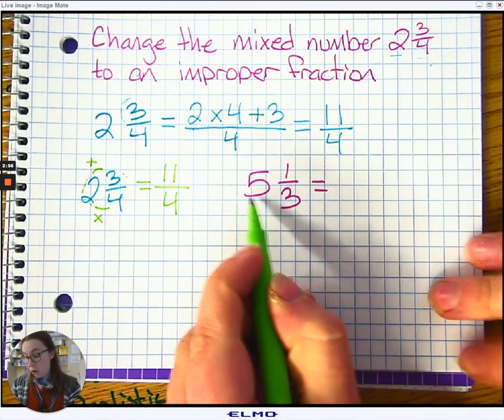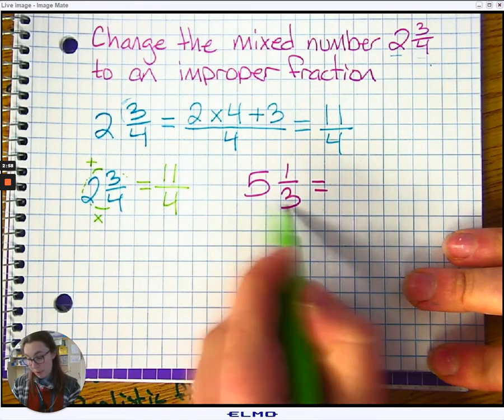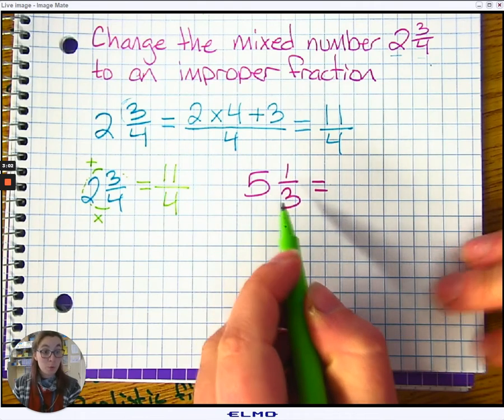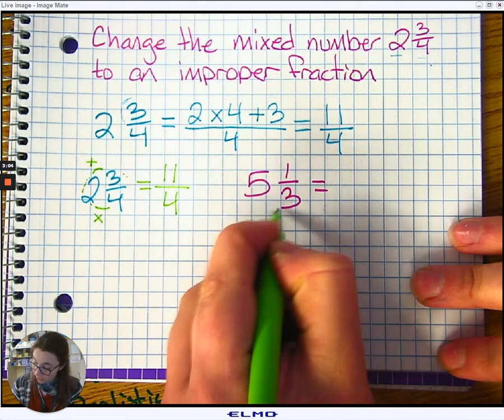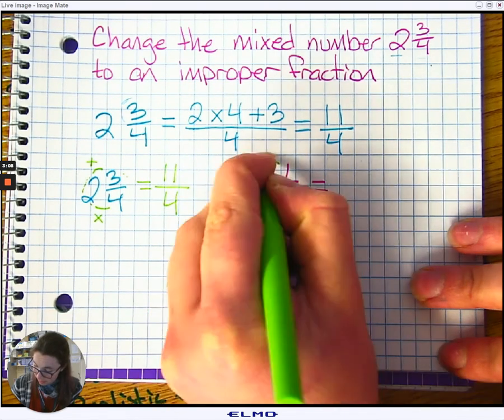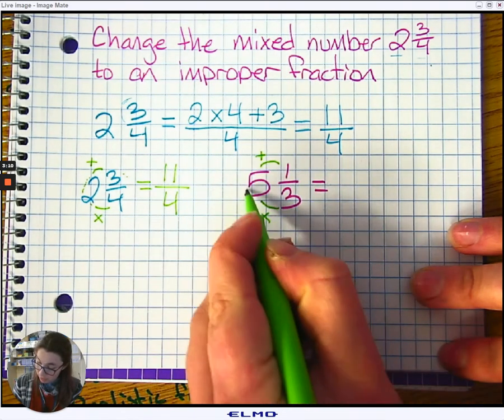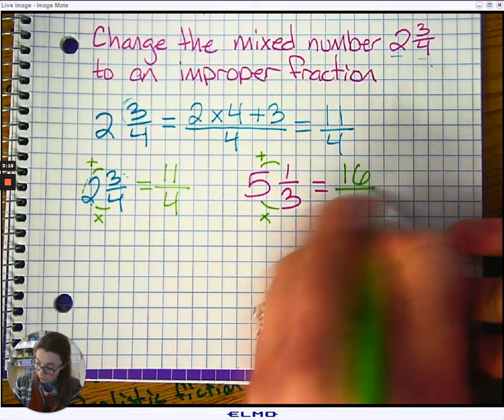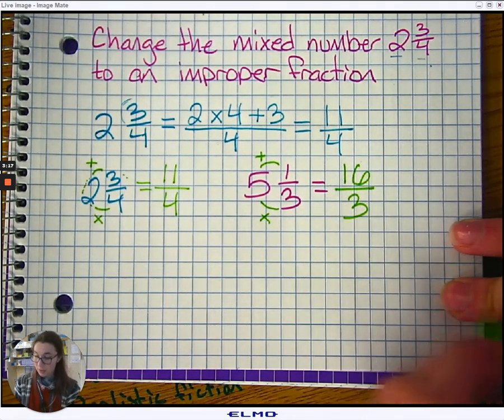So this is 5 wholes, which is some number of thirds. Each of those wholes can be broken up into thirds. How many thirds would we end up with? We're going to multiply and then add, times and then plus. 5 times 3 is 15, plus 1 is 16 over 3.